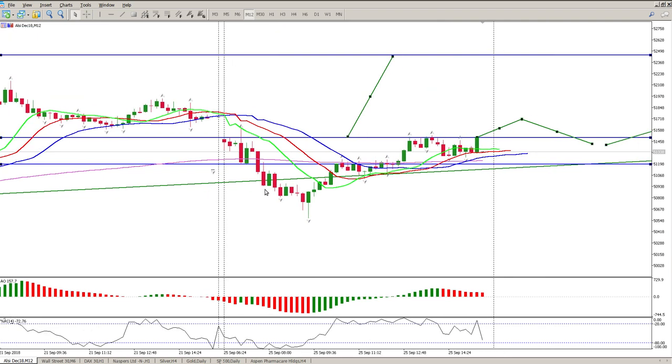I'm still looking for longs, and the question is, if we get a break above this, I'd like to see us come back, test the break, and that's my entry point. So my entry point that I'm looking for is around 51,500.